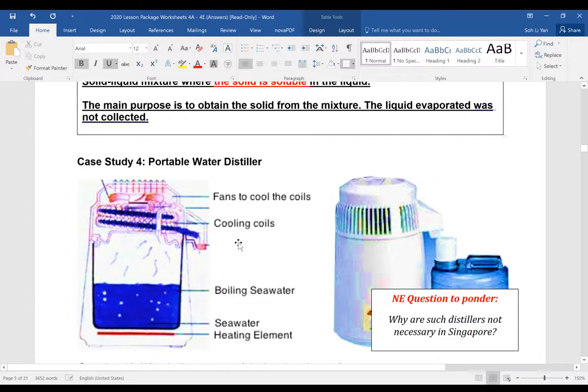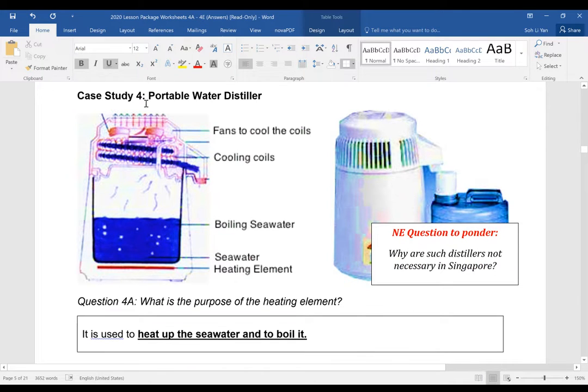Now let's move on to case study number 4. This is a portable water distiller. You can see here there's seawater and a heating element. You are trying to boil the seawater. Looking at the picture, how do you think we can obtain pure water? I want you to think about it.